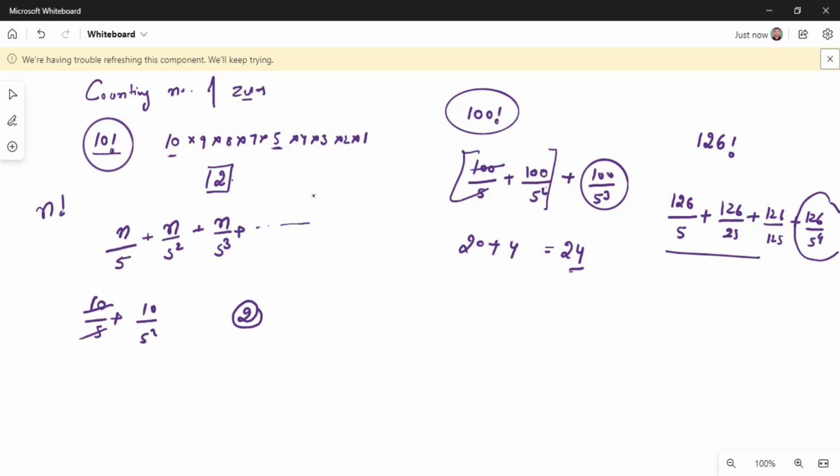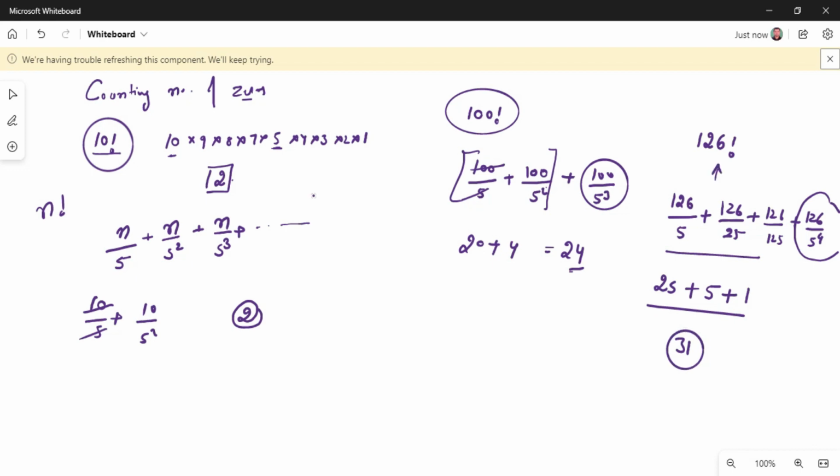So over here, when you divide 126 divided by 5, you get 25 over here, plus when you divide 126 divided by 25, you got 5, plus over here only 1. So number of zeros are 31 in this case when you have 126 factorial.